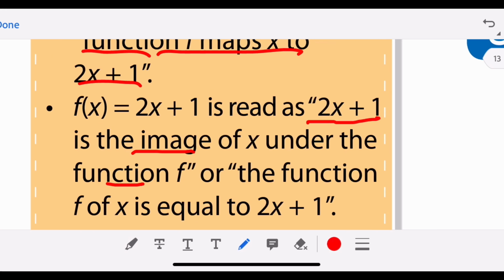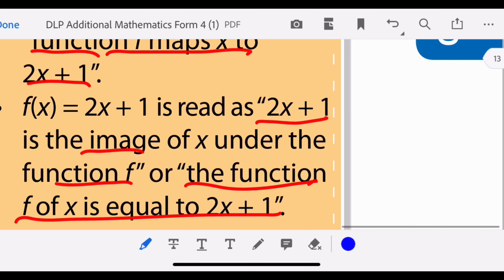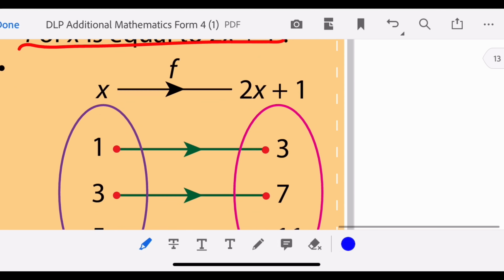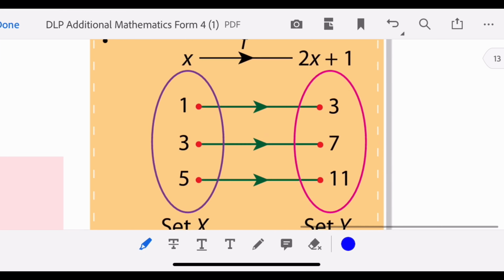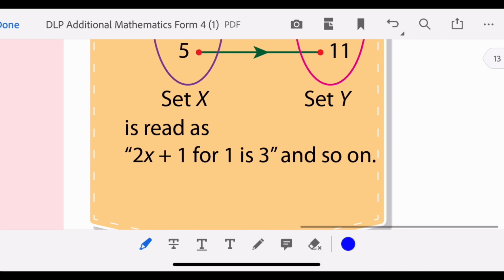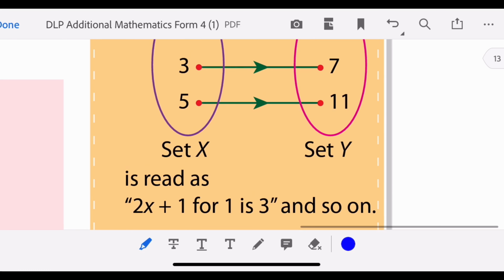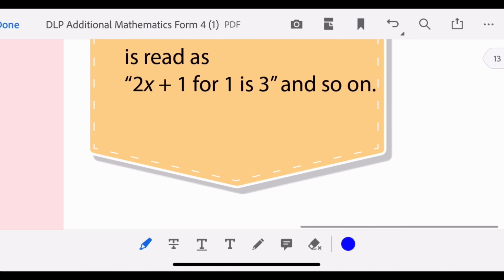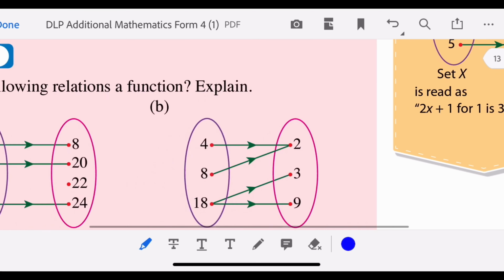2x plus 1 is the image of x under function f, or the function f brings x to the image 2x plus 1. So this is an example that the function maps x to the image 2x plus 1. The objects are 1, 3, 5 and the images are 3, 7, 11. So we can read that 2x plus 1 for 1 is 3, because 2x plus 1 is the image, and so on. These are the important information on how to read the function.